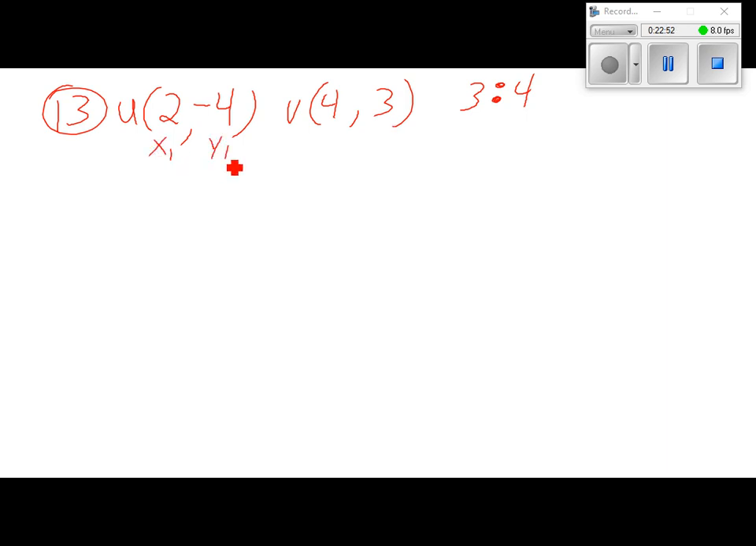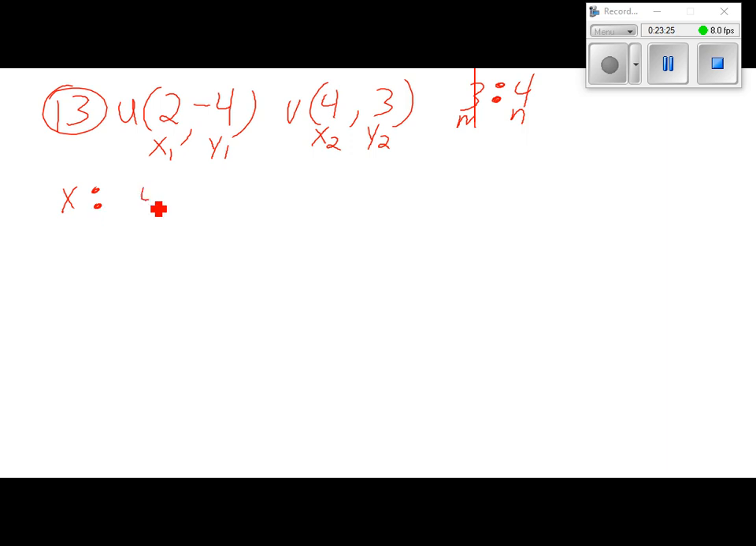X1, Y1, X2, Y2. I guess I should ask first, which point are we starting at? U to V. So this is X1 and Y1, that's our second point, right? Initial and terminal, that's M, that's N. Starting, stopping, right? So the X coordinate.